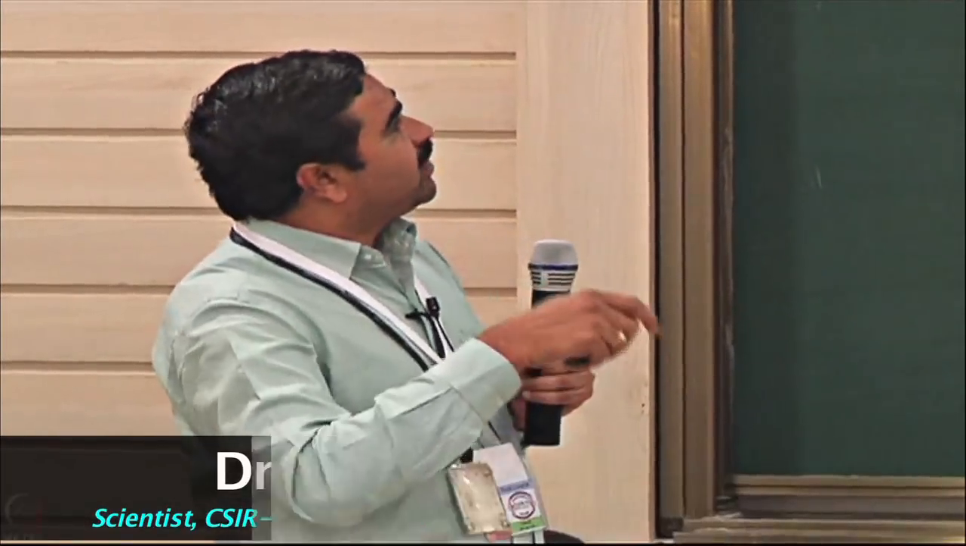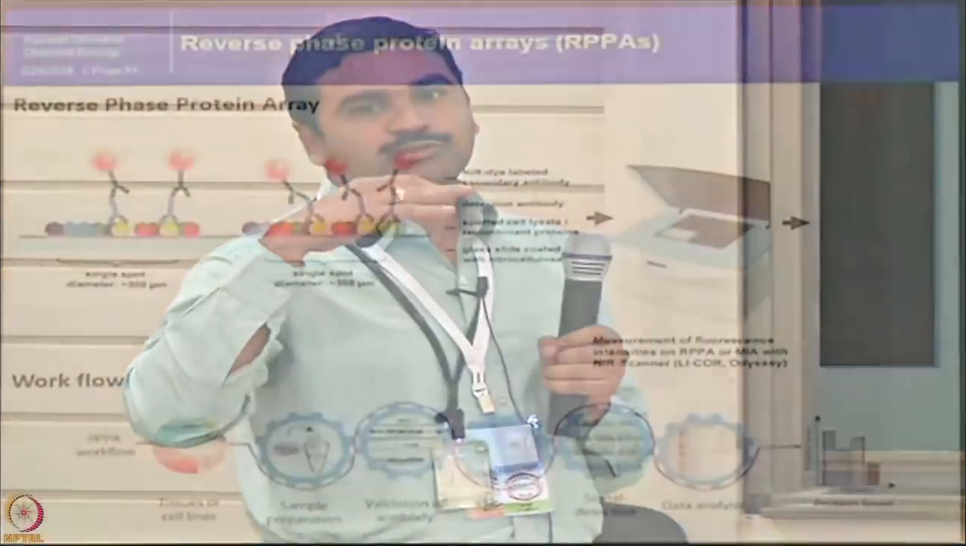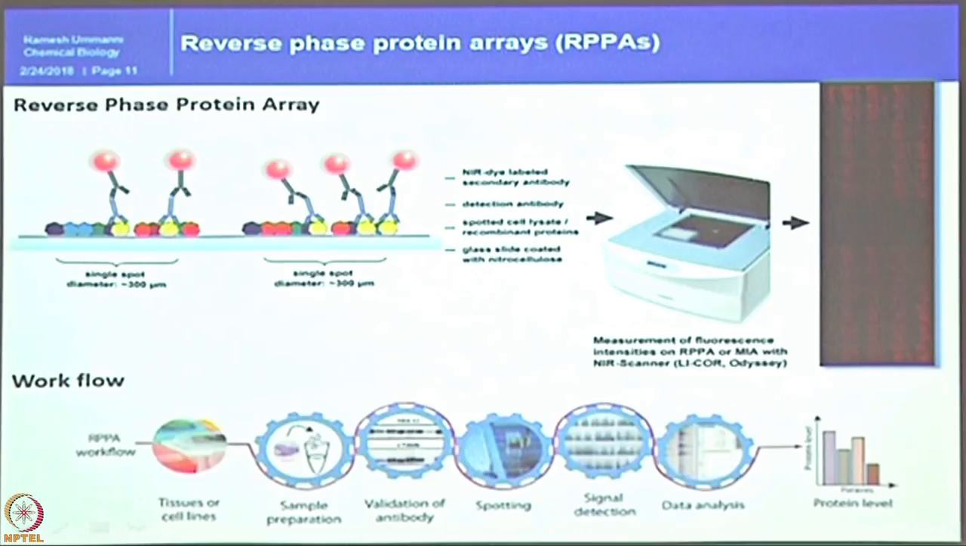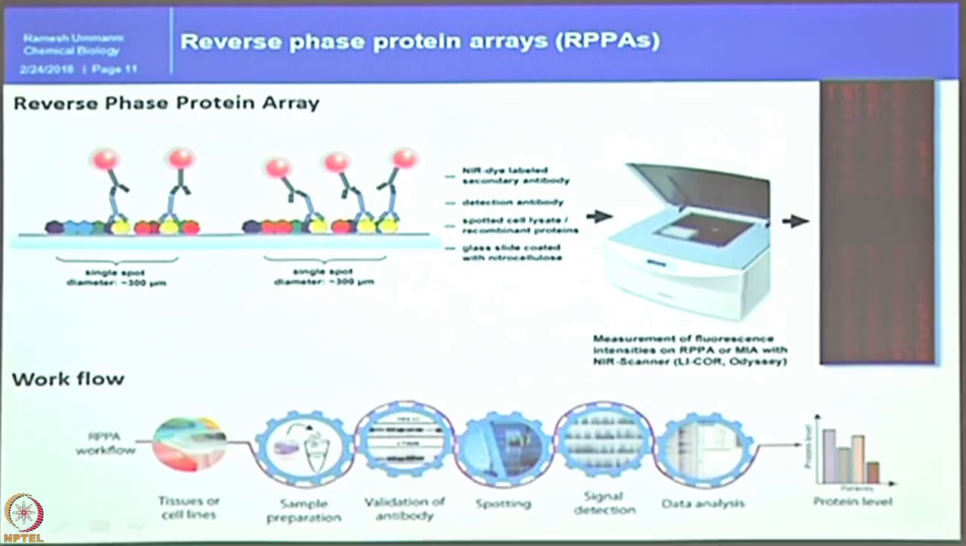So then here I would like to highlight how the array looks once you print. You can see the glass slide coated with nitrocellulose, these spotted lysates, which can be recombinant proteins or the total protein lysates, and here is a detection antibody and near infrared dye labeled secondary antibody. It's the same simple Western blotting approach, explained to a plus 2 standard student. Okay, advantage: single spot diameter is 300 micrometer. That's why you can accommodate more number of samples on a slide. Then you can perform the array and then you will get the signals like this.